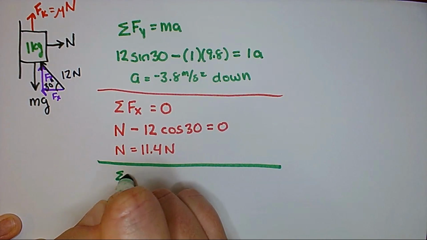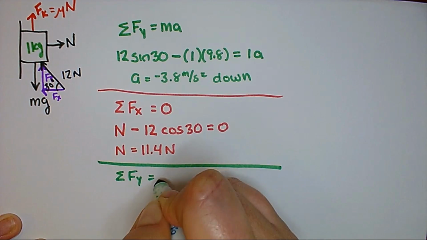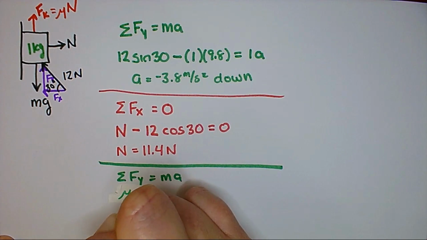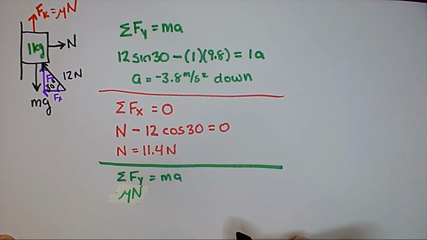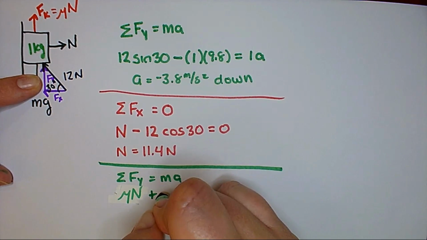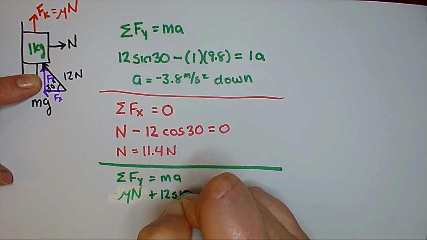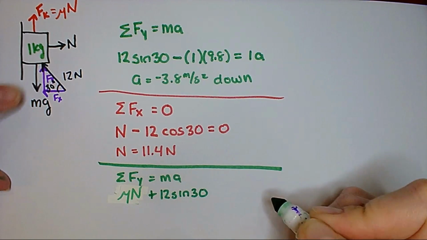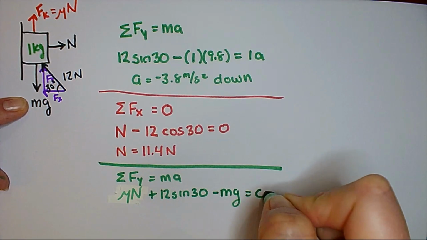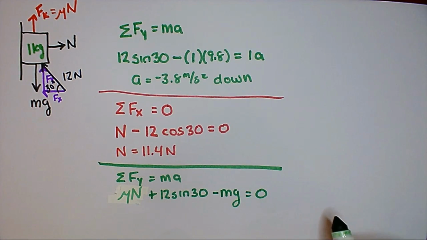So sum of the forces in the y direction equals ma. I'm going to write this out for you. It's mu times the normal force. We're going to add this y component, which was 12 sine 30, and then we're going to subtract mg here. That equals 0. I kind of half substituted in here, but I just wanted to see where the mu came from.